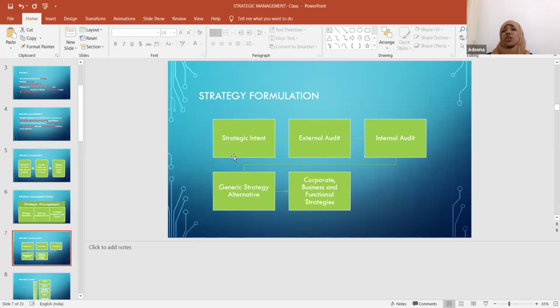So strategic management has three stages: strategic formation, strategic implementation, and evaluation and control. And the first stage is strategic formation. Strategic formation consists of various substages. First we'll see strategic intent, then external audit, internal audit, generic strategy alternative, and corporate, business, and functional strategies. All right, let's see what strategic intent is.